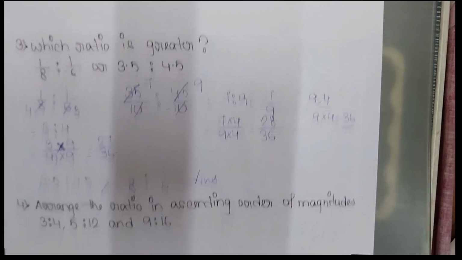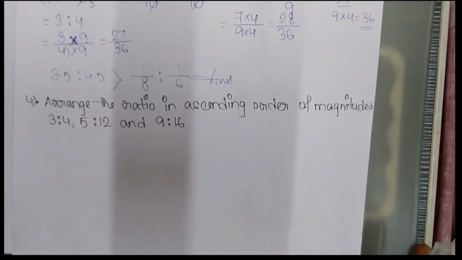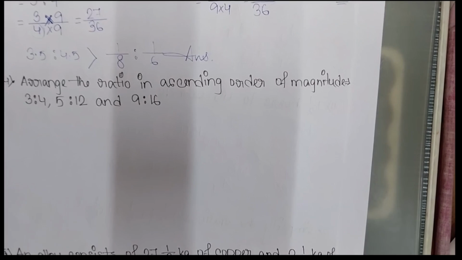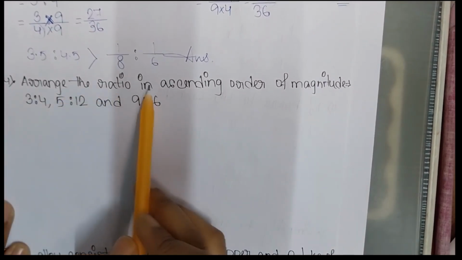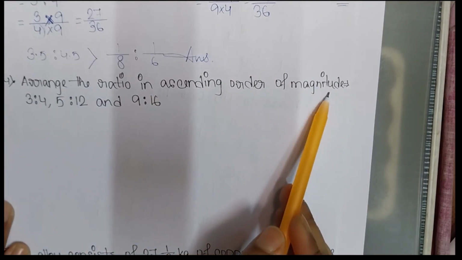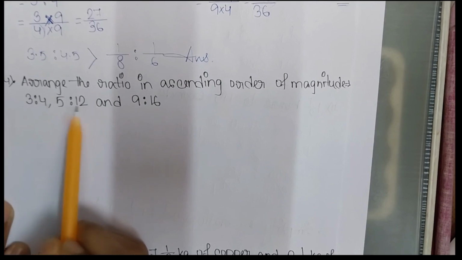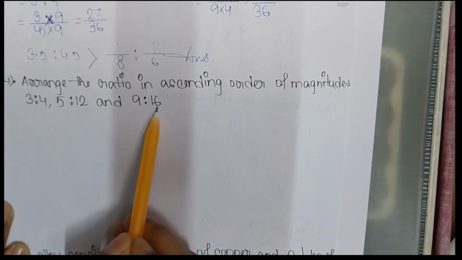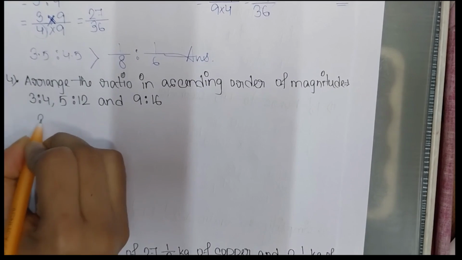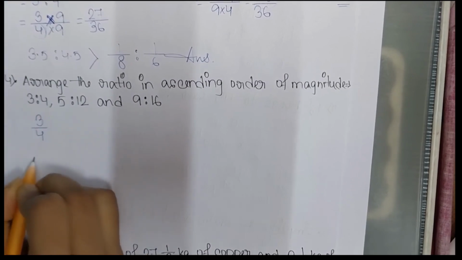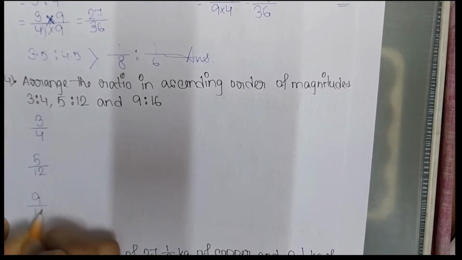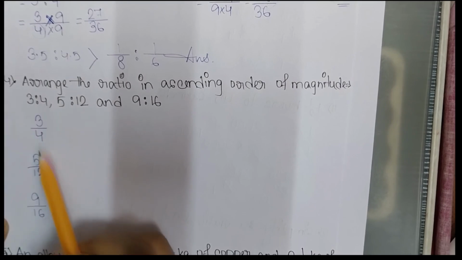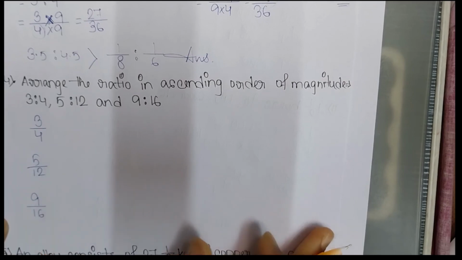So now we have the next one. Here the next problem is: arrange the ratios in ascending order of magnitude, and the ratios are 3 is to 4, 5 is to 12 and 9 is to 16. So we will first write the ratios. So we have 3 is to 4, 5 by 12 and 9 by 16.